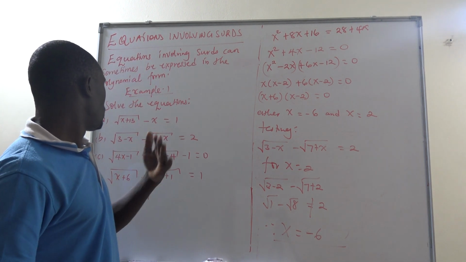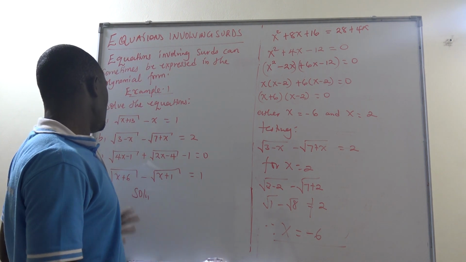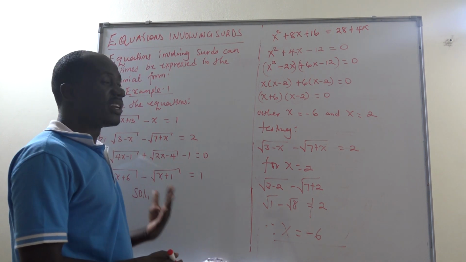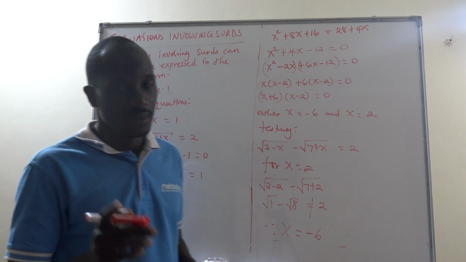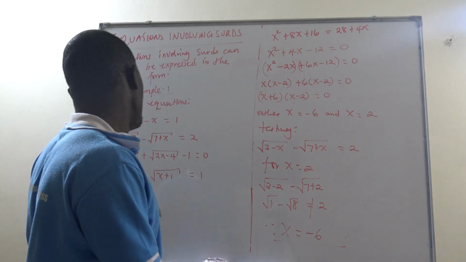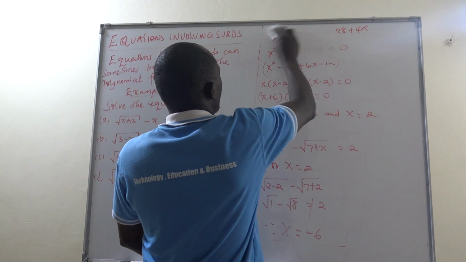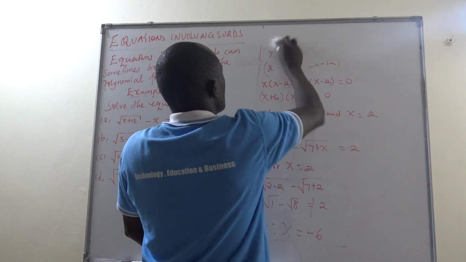So I will do for you part C or part D. Let me do for you part D. Then part C is yours. A serious learner should do all. But for me, I will do for you the last example because we have already done a lot.